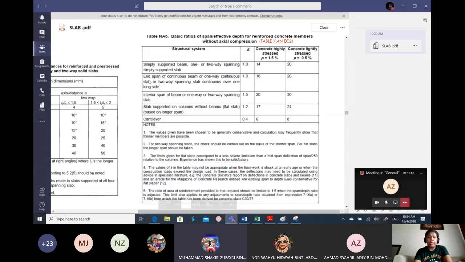Kalau slab supported on column without beam, okay, flat slab contohnya. So flat slab ni, okay, sekejap eh. Okay, nanti saya akan tunjuk macam mana flat slab tu. Okay, so before I go, you faham tak maksudnya flat slab ni adalah slab yang totally supported by column.